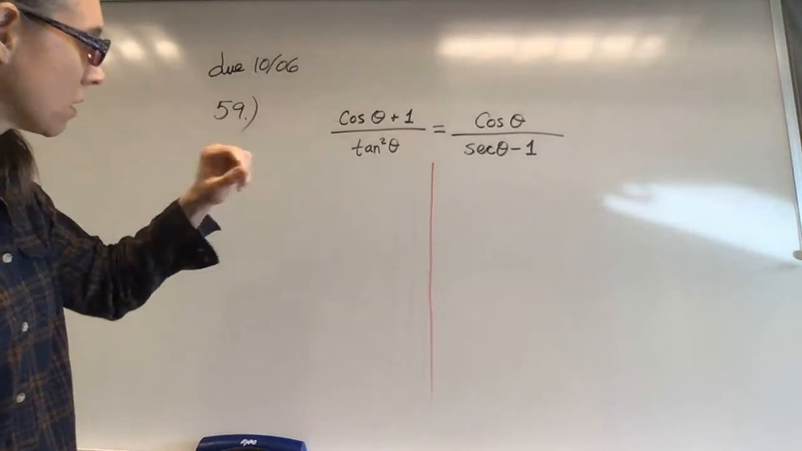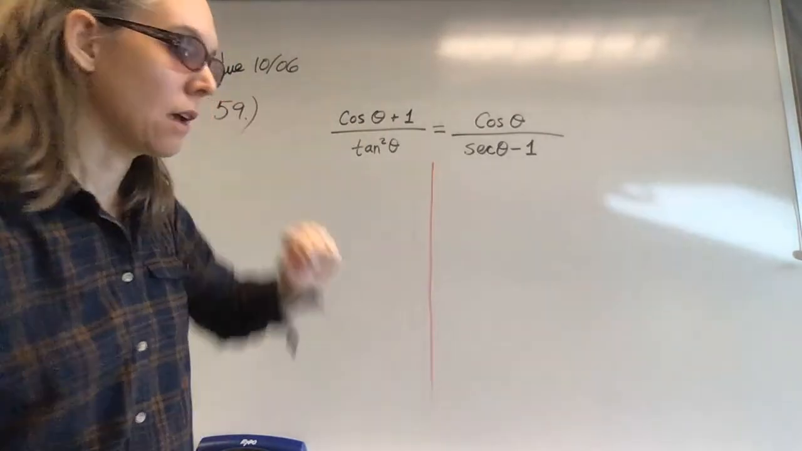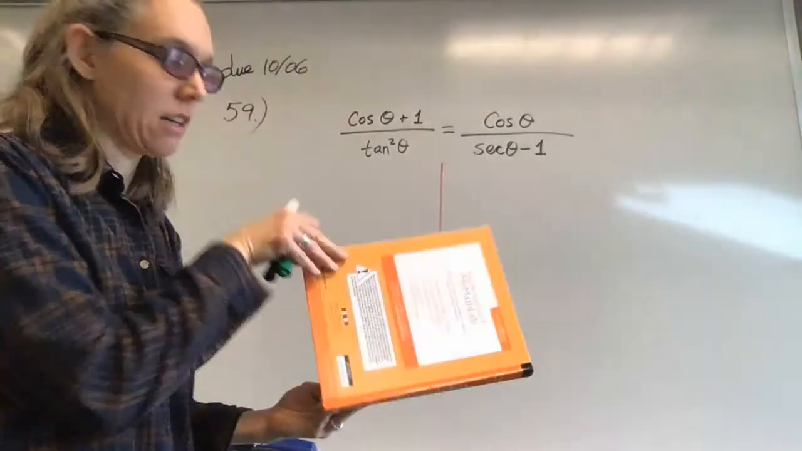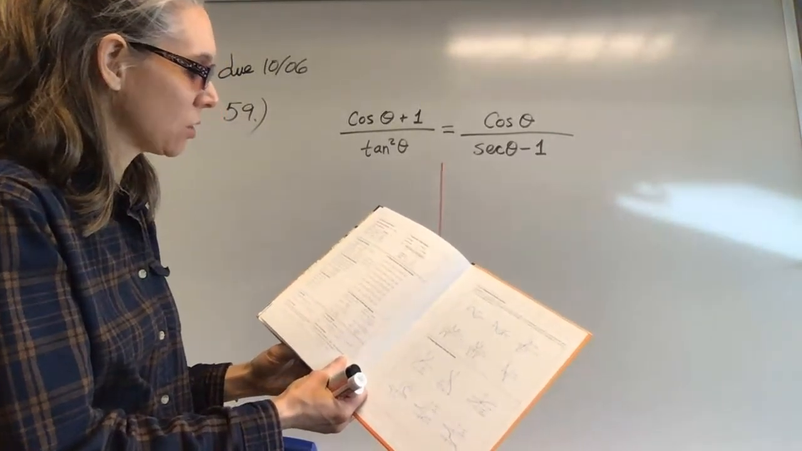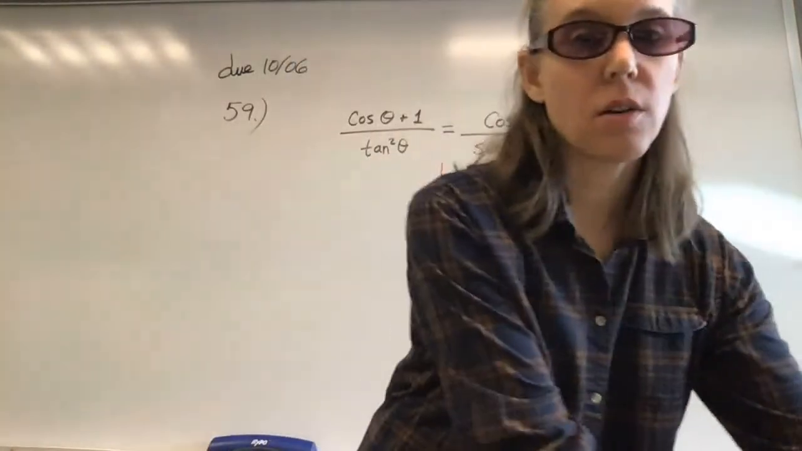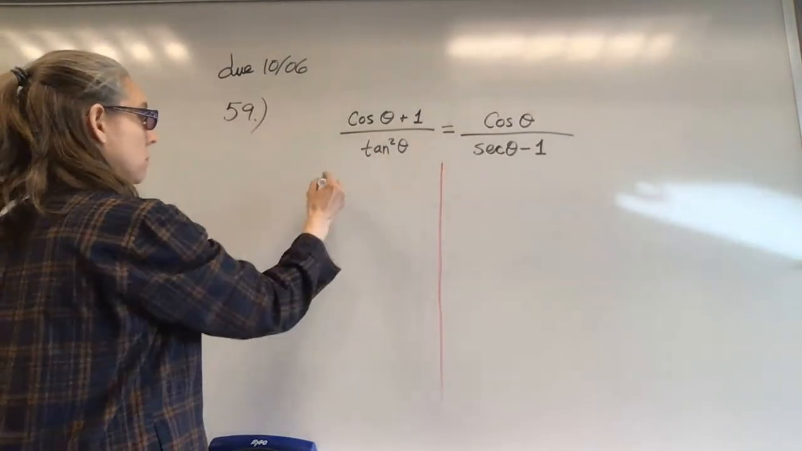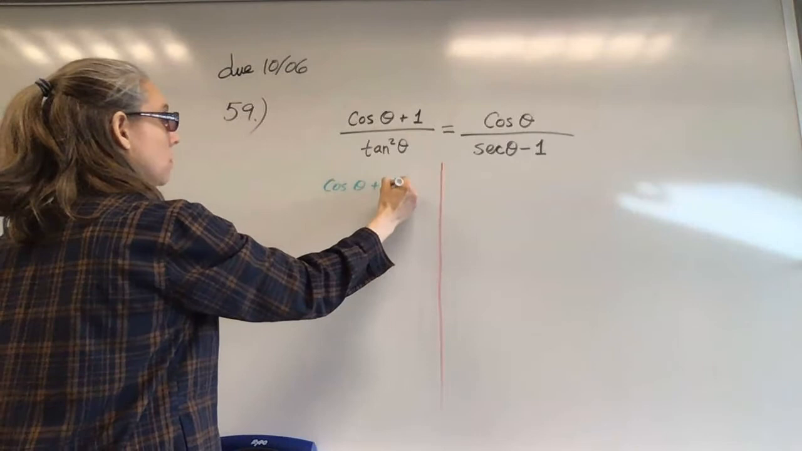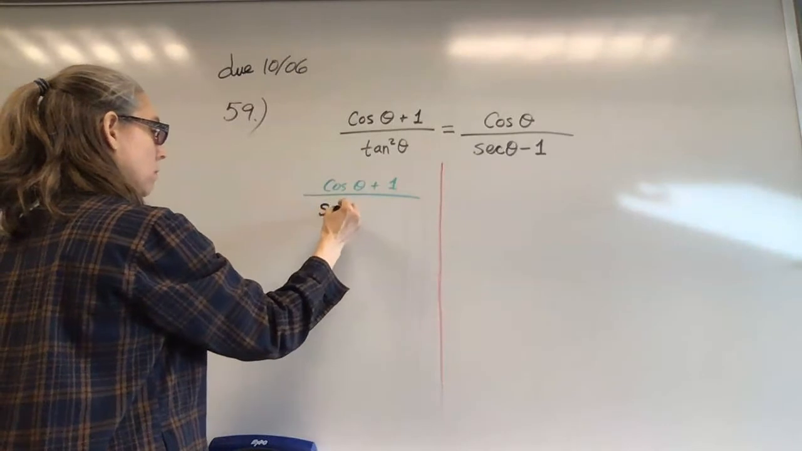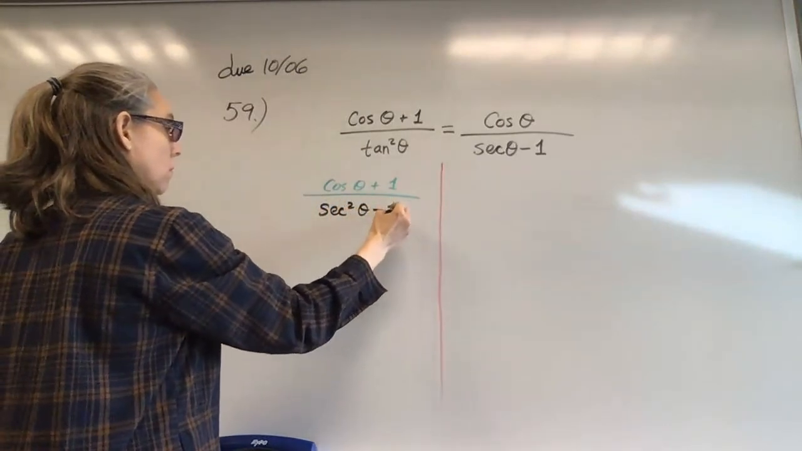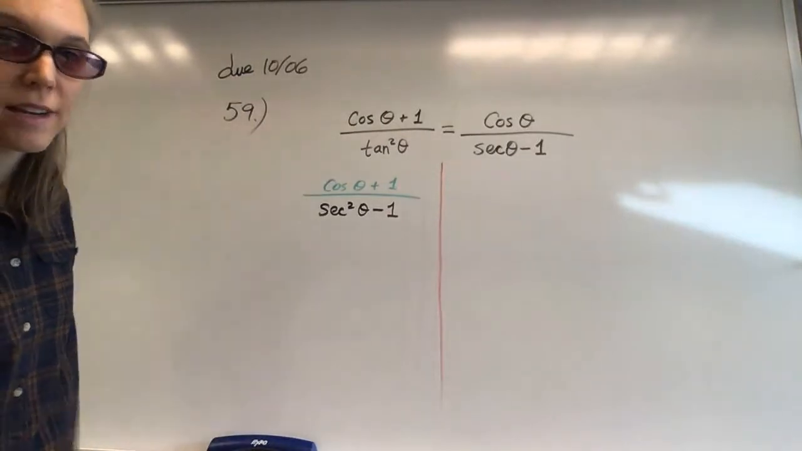What I want to notice, though, is that tangent squared, remember, has a relationship with secant squared. And you can find that relationship, just like all the other identities, right there in the back of the book. You see that tangent squared would equal secant squared minus 1. So I'm going to go ahead and rewrite this as secant squared minus 1. That substitution right there is one of the Pythagorean identities.